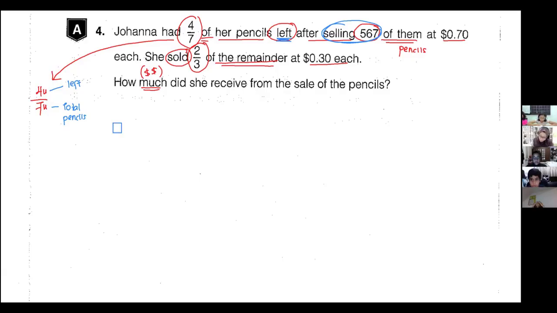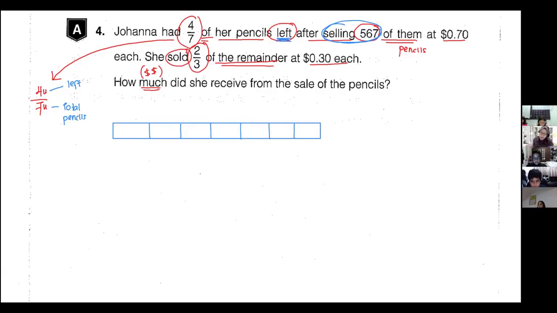I would draw my model of 7 parts. Okay. So I would draw my model of 7 parts because the total is 7 units. Can you see? The total is 7 units. So I draw 7 parts first. So 1, 2, 3, 4, 5, 6, 7.